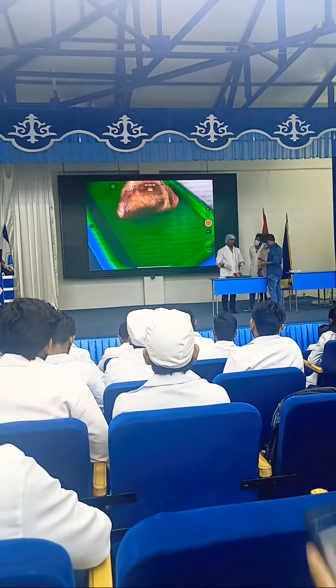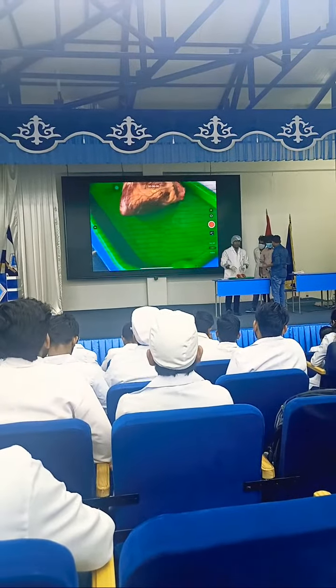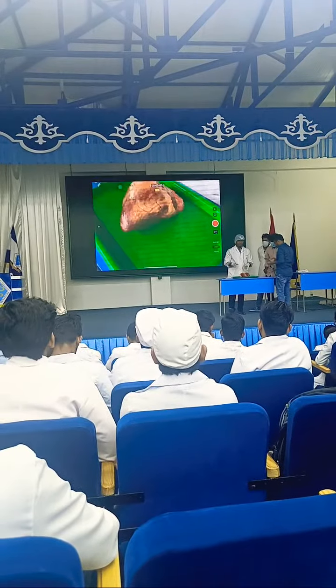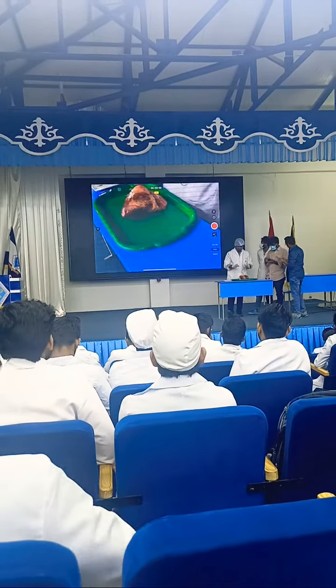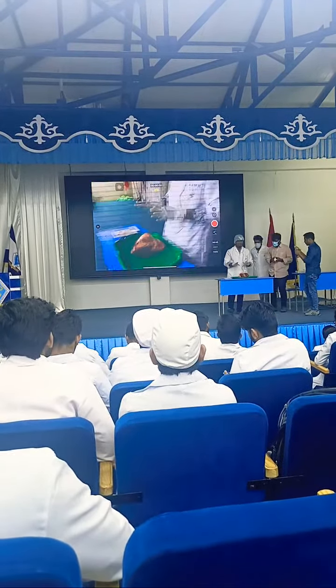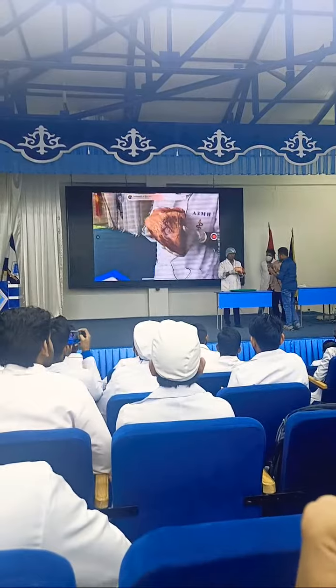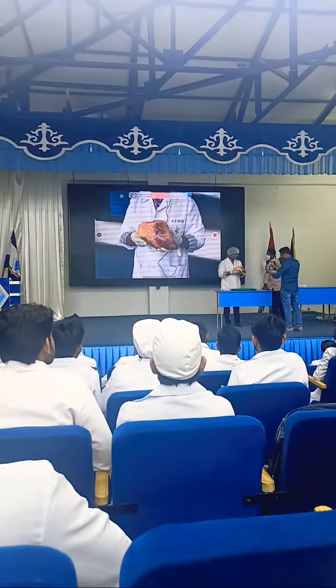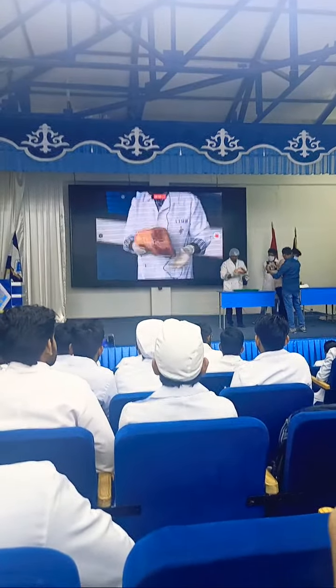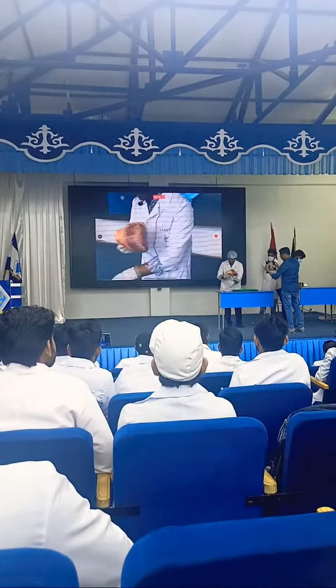Okay, so what I will try to demonstrate first are the structures which are being seen grossly. This will be the anatomical position of the heart. And if you see this, what is this particular structure called? What is this structure of the heart? Apex. That is the apex of the heart.